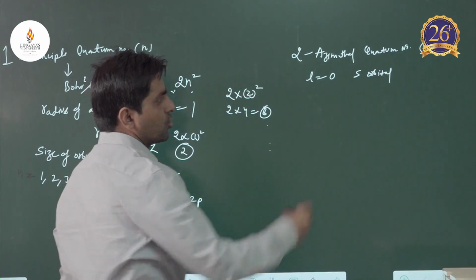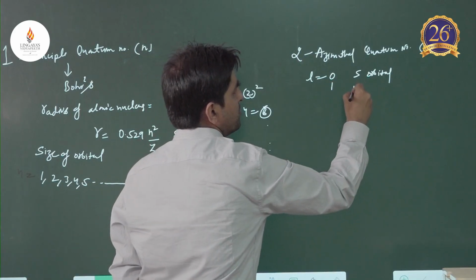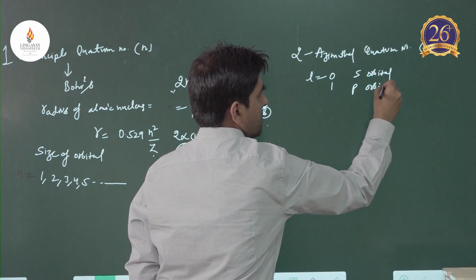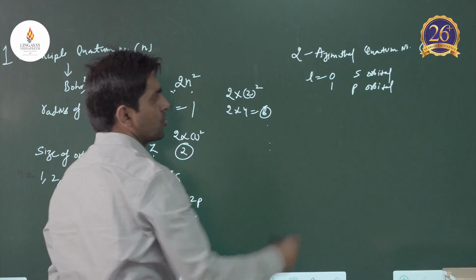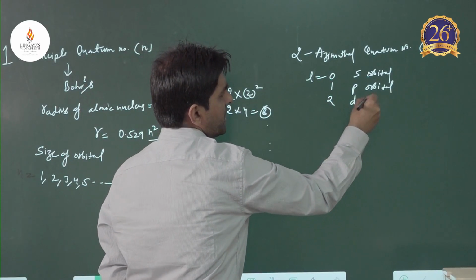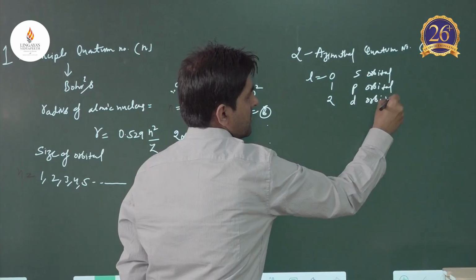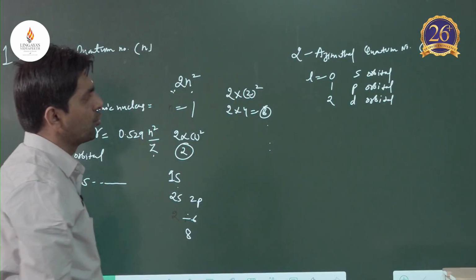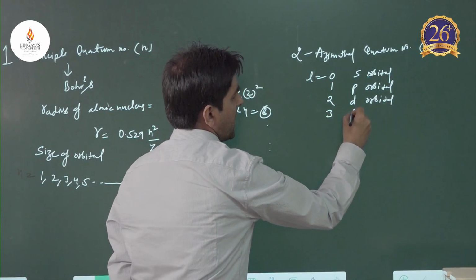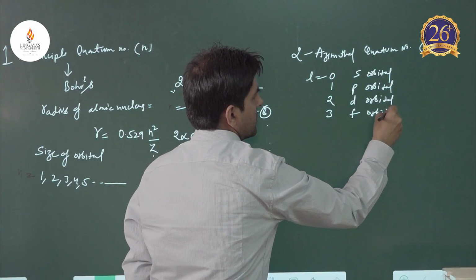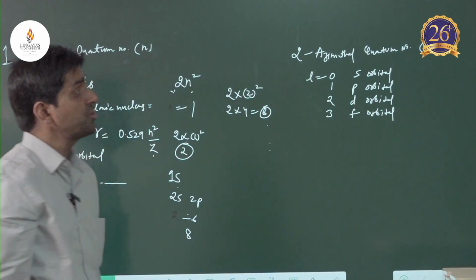Value of L equal to 1, that is p orbital. Value of L equal to 2, that is d orbital. Value of L equal to 3, it means f orbital. So how will we determine the shape?